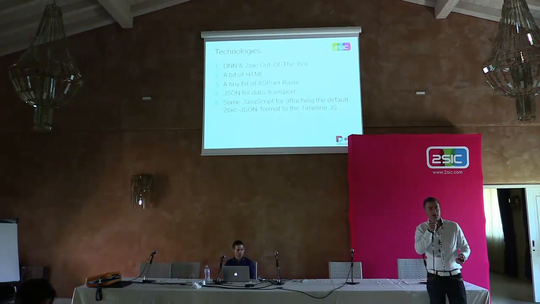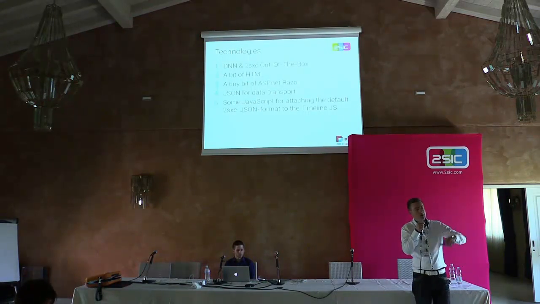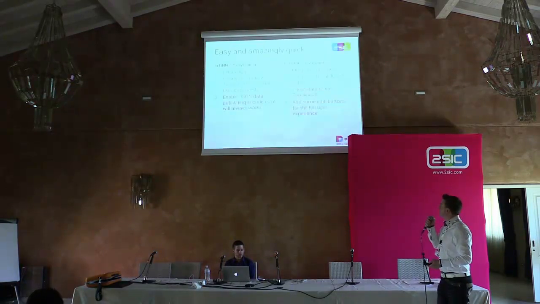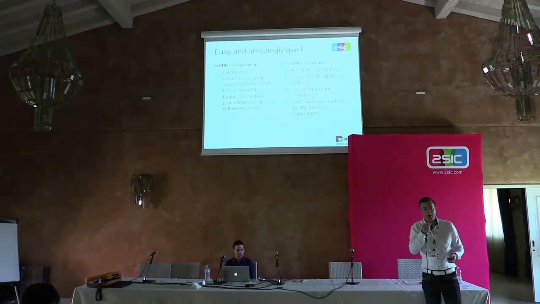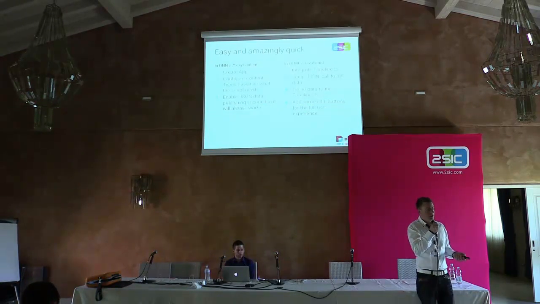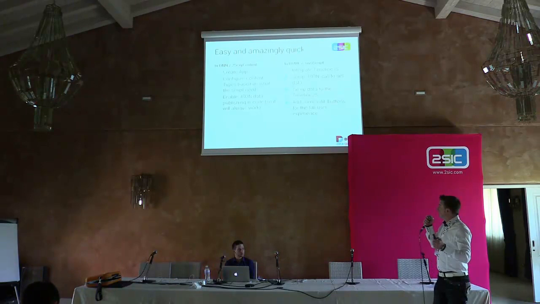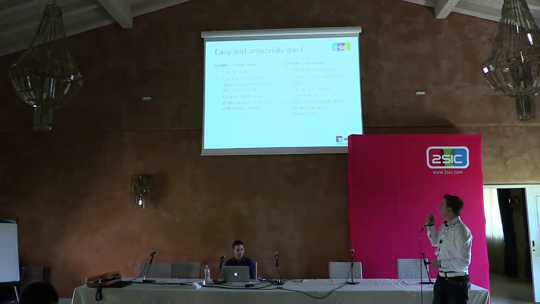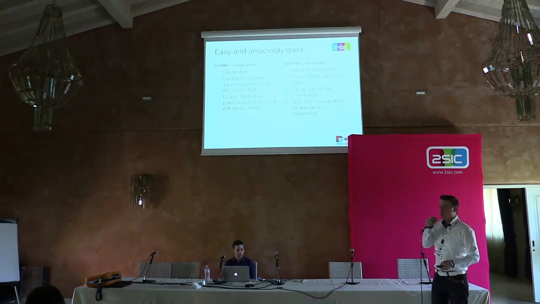And then we need a few lines of JavaScript just to convert our JSON format into the format the timeline is expecting. So what are we going to do? We're going to create the app. We're going to configure the content types. And we're going to enable JSON. And so that's more or less everything we do in DNN. And the entire rest is done in HTML and JavaScript.